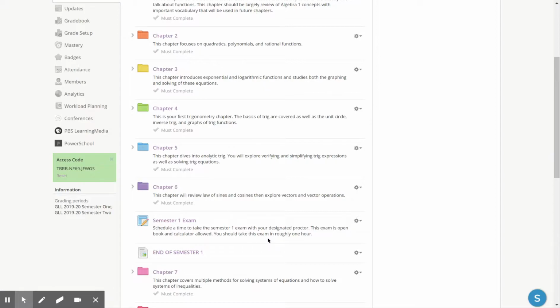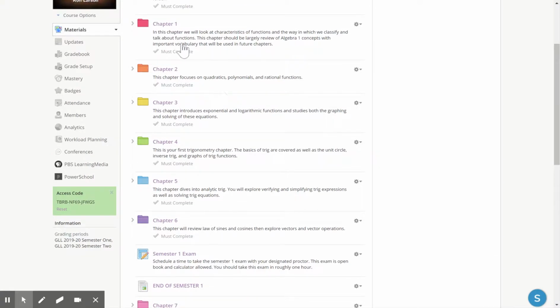You do have to take it in one sitting and should take you roughly an hour. It's usually about like 20, 25 questions, somewhere in that frame. But when we think about like these Chapter 1 through 6, we focused essentially on rational functions and polynomials, exponentials and logarithms, and then just a whole lot of trig and a little bit of vectors. I'll let you know that the semester 1 exam, you have some rigorous questions that are within there.